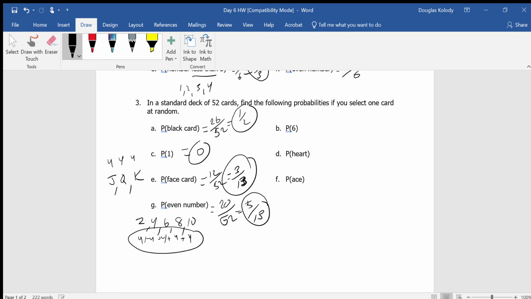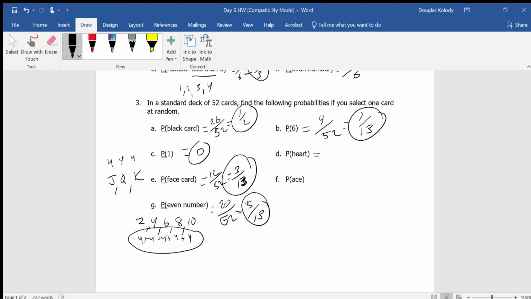Again, apologies for the sloppiness. I'm trying to write as neatly as I can on the screen. There are 4 6s in the deck, 4 cards out of 52. That reduces to 1/13. Reduce whenever you can. 4 goes into 52 13 times.